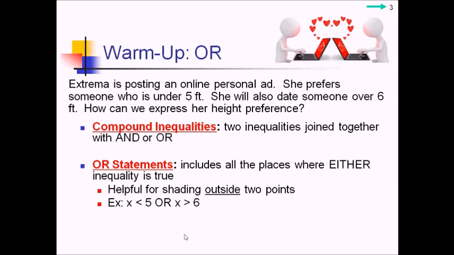Now, to graph that, you've got open dots for both of these because there's no equals in the inequality, and here we're going left from 5. Here we're going right from 6. So this kind of statement can give you inequalities that are in two different places, which you otherwise would not be able to express.